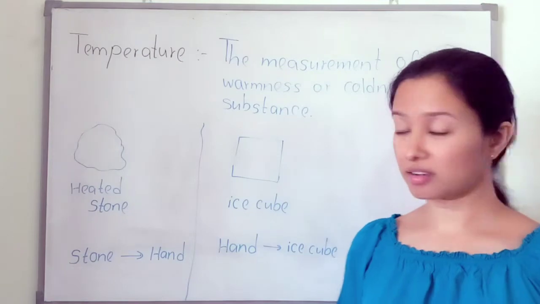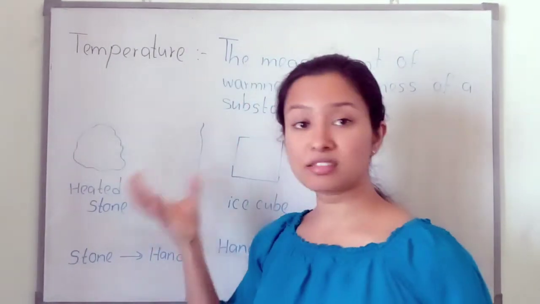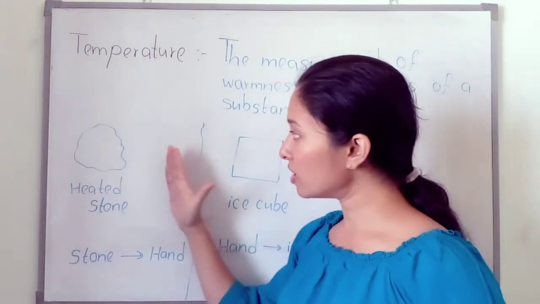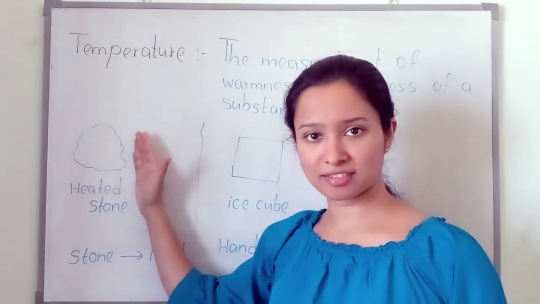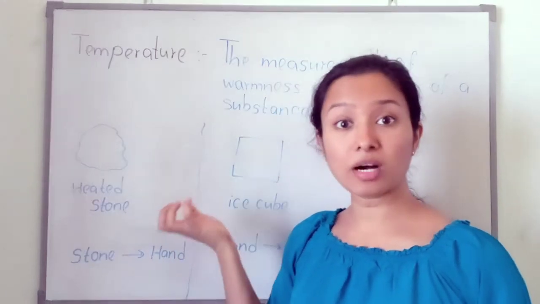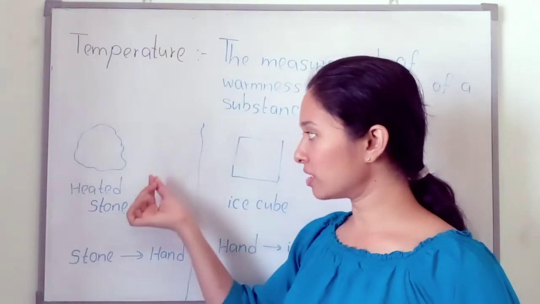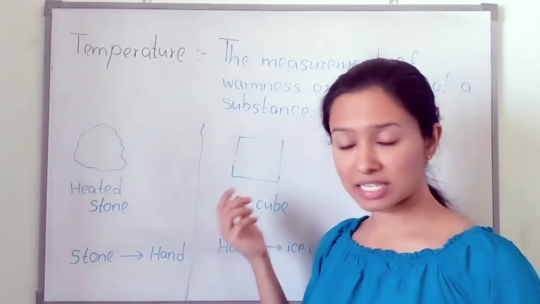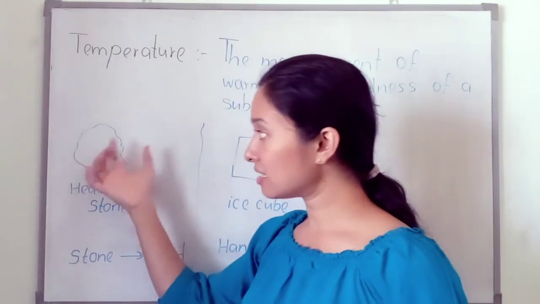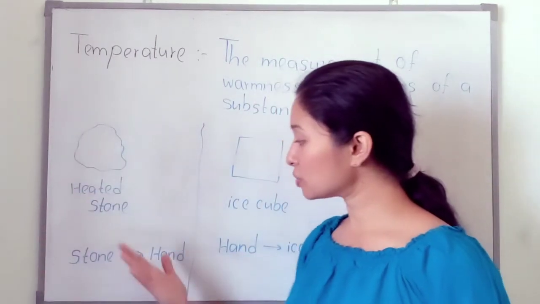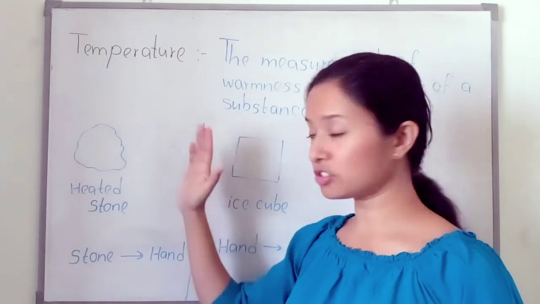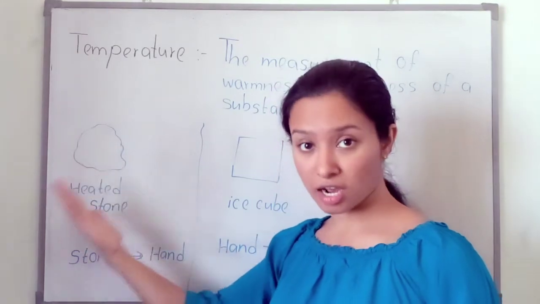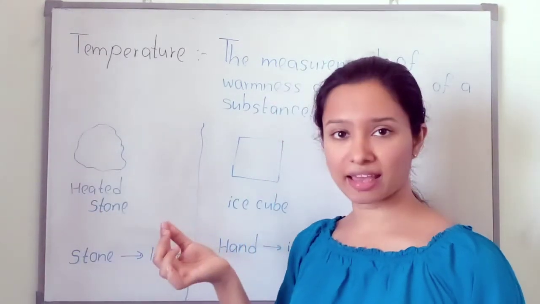Okay, think about this one. This is a heated stone. This is a stone, it is a heated one, a hot one. So when we touch it, what will happen? We feel warmness in our finger. So what is the reason for that? The reason is the heat of this stone is transferred to our hand. When we touch it, we feel warmness. The heat of this stone transfers to our hand.